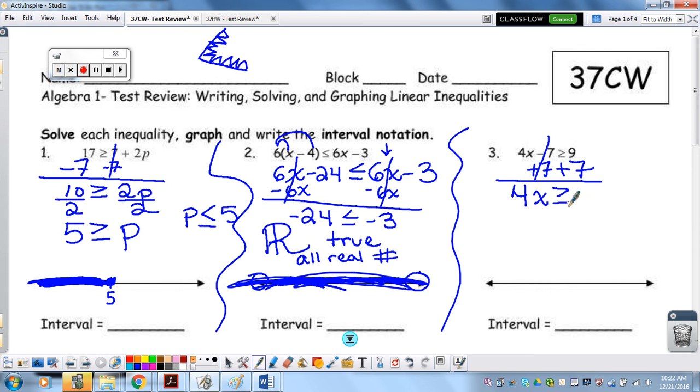9 plus 7 is 16. So now what we have to do is still isolate your variable. So it says 4 times x. Since you said times, the opposite of times is divide. What you do to one side, you do to the other side.